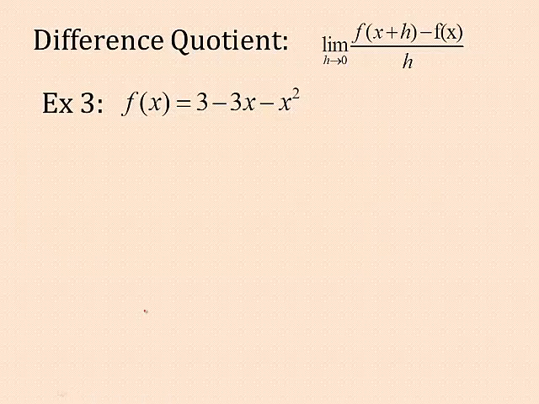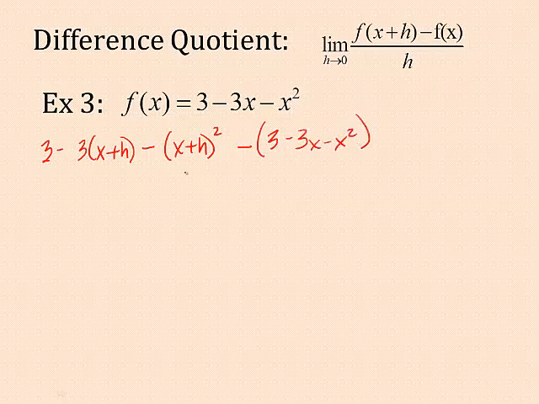Alright, last example. Same pattern, f of x plus h minus f of x over h, as h approaches 0. So here's my equation. It's a little bit longer, but we can deal with this, okay? So 3 minus 3 times x plus h minus x plus h squared minus, here's the whole original equation. Now before I go any further, I want to figure out x plus h squared. Well, that's x plus h times x plus h, right? Which is x squared plus 2xh plus h squared.